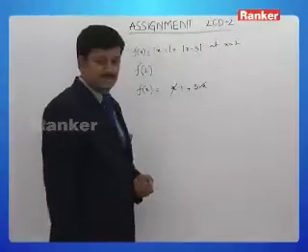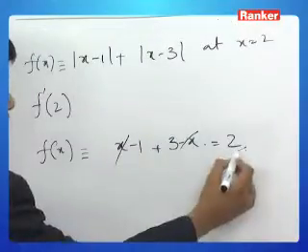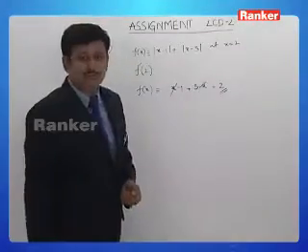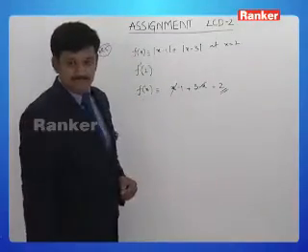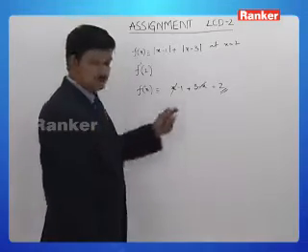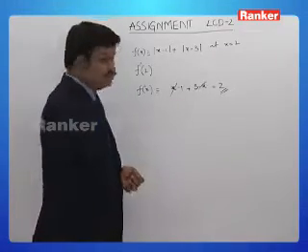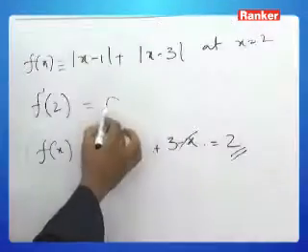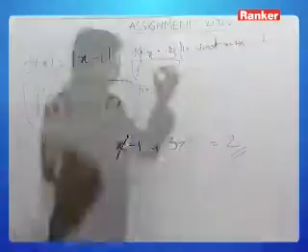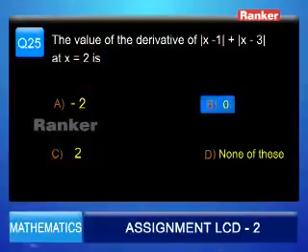x and x get cancelled. So, f of x is a constant function 2 in the neighborhood of 2. So, f dash of 2 we can say is 0. So, f dash of 2 is 0, answer is B.